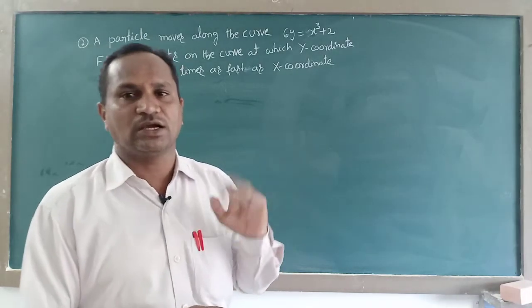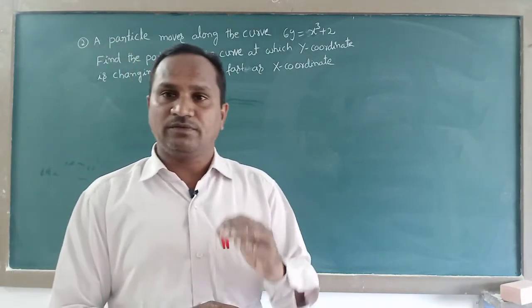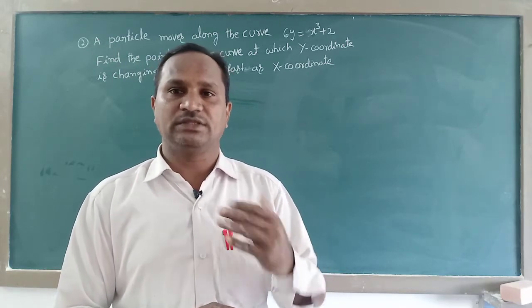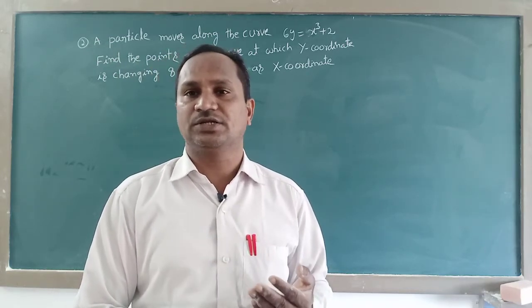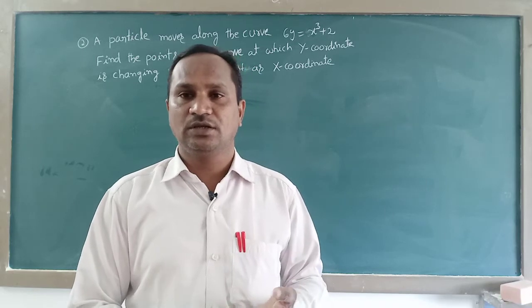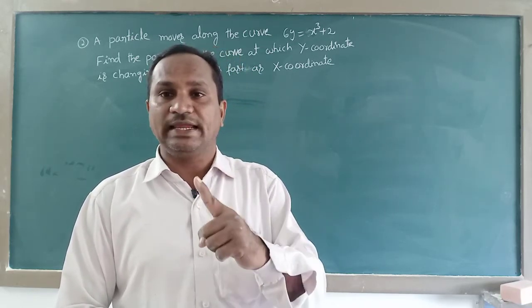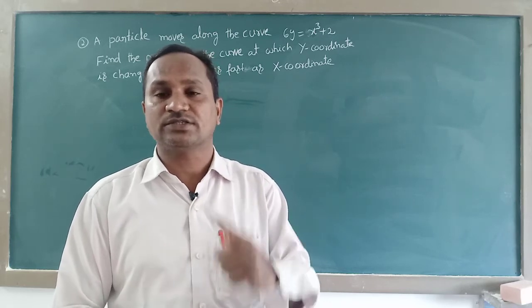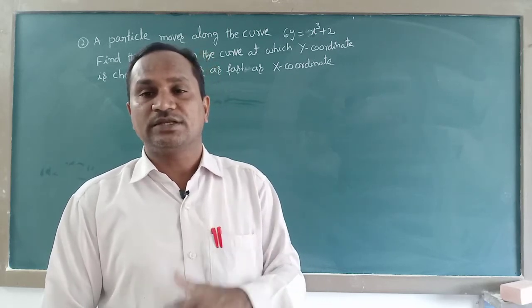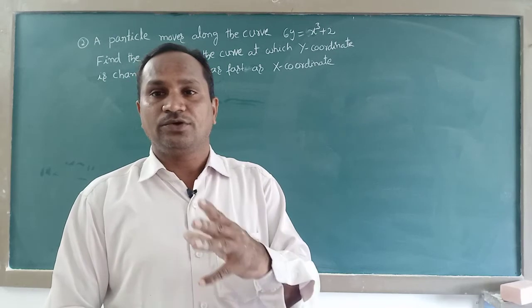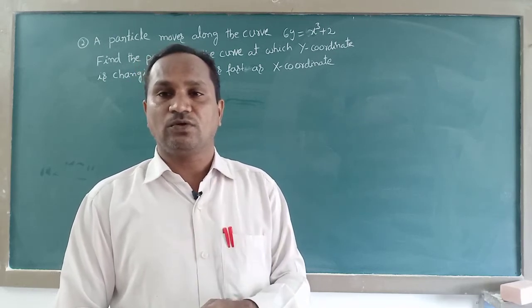They gave one curve equation, and along with that they gave one more condition. What is that one more condition? One time the rate of change of y coordinate is equal to 8 times the rate of change of x coordinate. With the help of this condition, we are going to find the coordinates of the given 2 points.